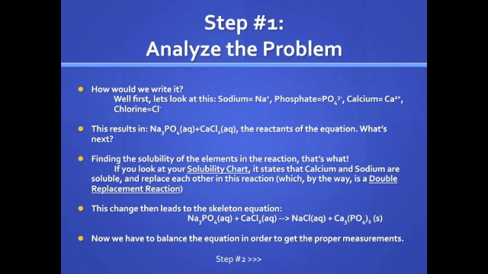If you look at a solubility chart, it states that calcium and sodium are soluble, which replace each other in this reaction, which, by the way, is a double replacement reaction, just so you know. This change also leads then to the actual skeleton equation, which is Na3PO4 aqueous plus CaCl2 aqueous, which equals NaCl aqueous plus Ca3(PO4)2 solid. That's a solid. Now we have to balance the equation in order to get the proper measurements.